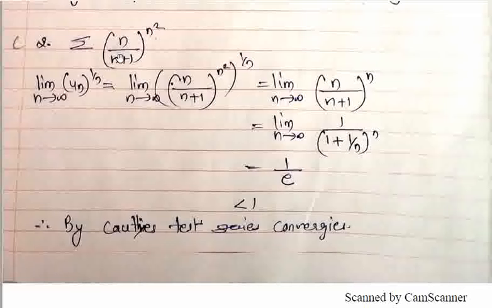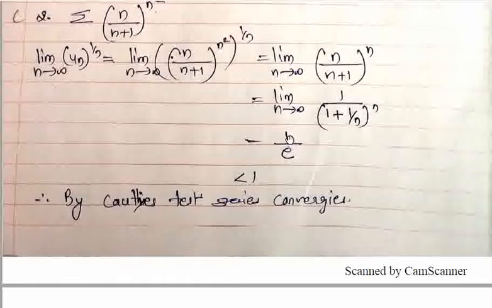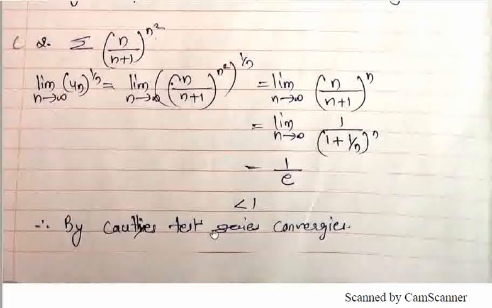Next, the sum of (n divided by n plus 1) all to the power of n squared. So this is the whole function, and you need to plug this into the formula here. N squared divided by n is n. Take out the common n, cancel it down, and you get this. This can be rewritten as 1 divided by e, which is less than 1. So by Cauchy's nth root test, the series converges.